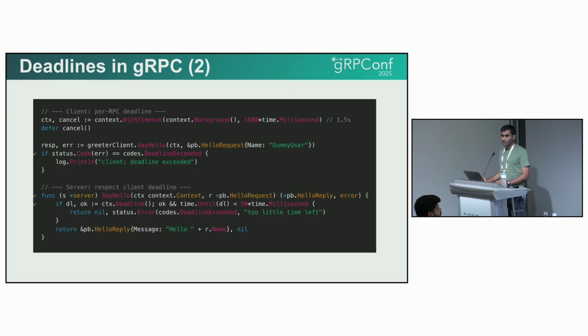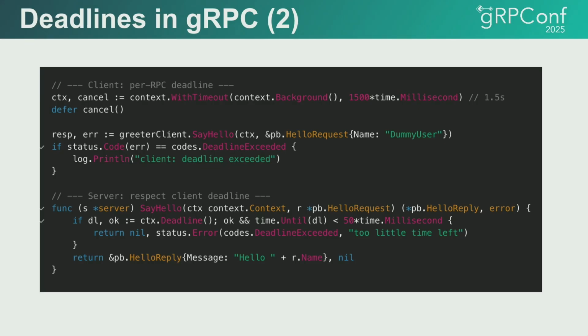So this is a simple example of configuring deadlines. On the client side, we can see that it sets a deadline of 1.5 seconds. Now, if the server doesn't respond in time, then it will throw this deadline exceeded error. On the server side, we have a simple check.